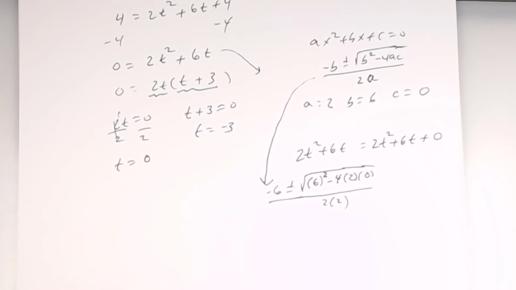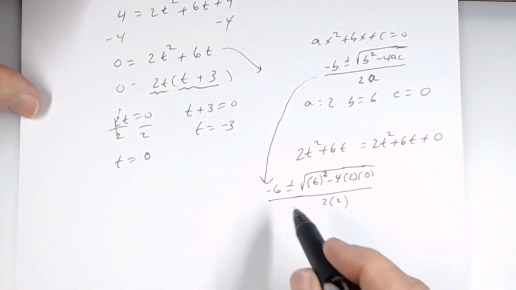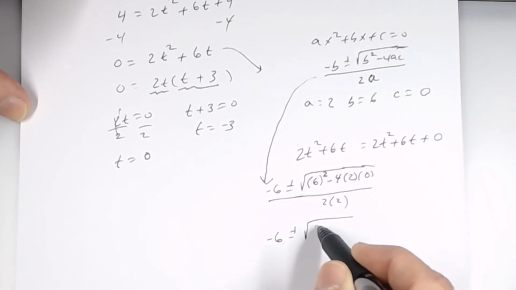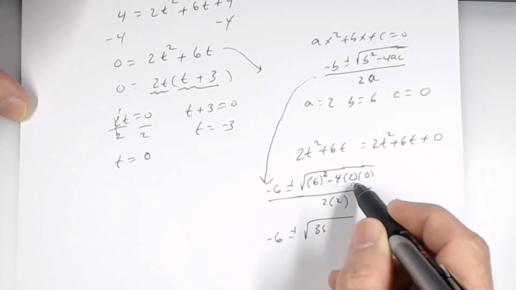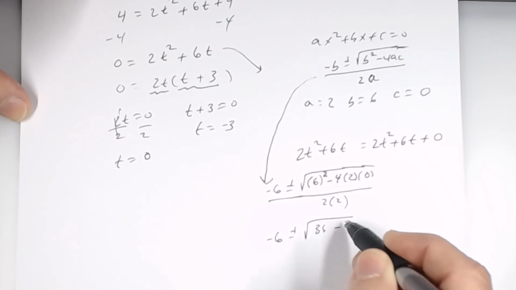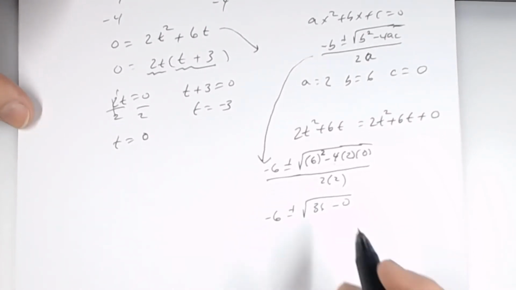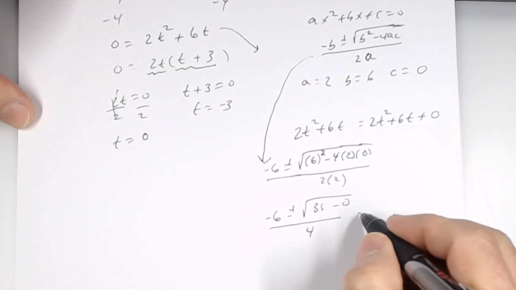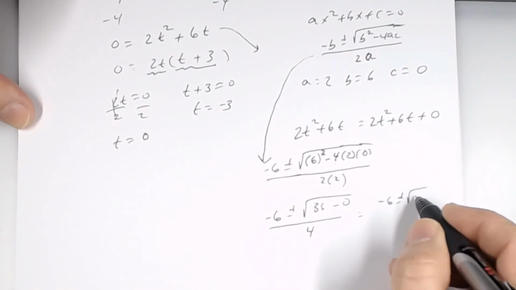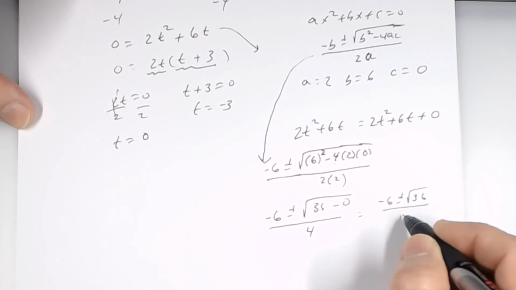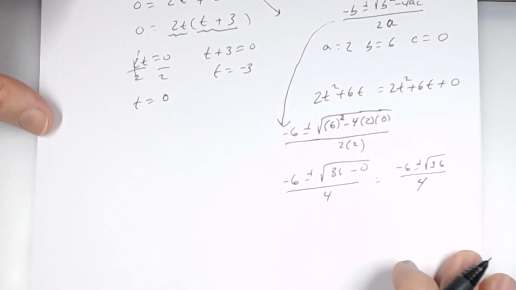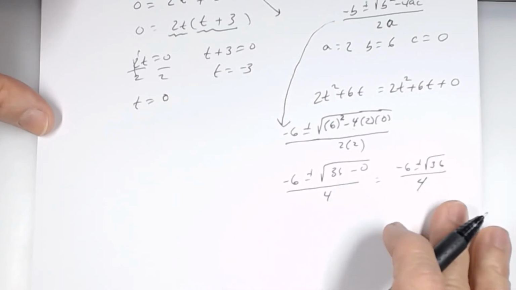Okay, so let's look at the right hand side. I have negative 6 plus or minus the square root of, what's 6 squared? 36. What's negative 4 times 2 times 0? 0. So my discriminant, my radicand, is just what number? 36. All divided by what? 4.